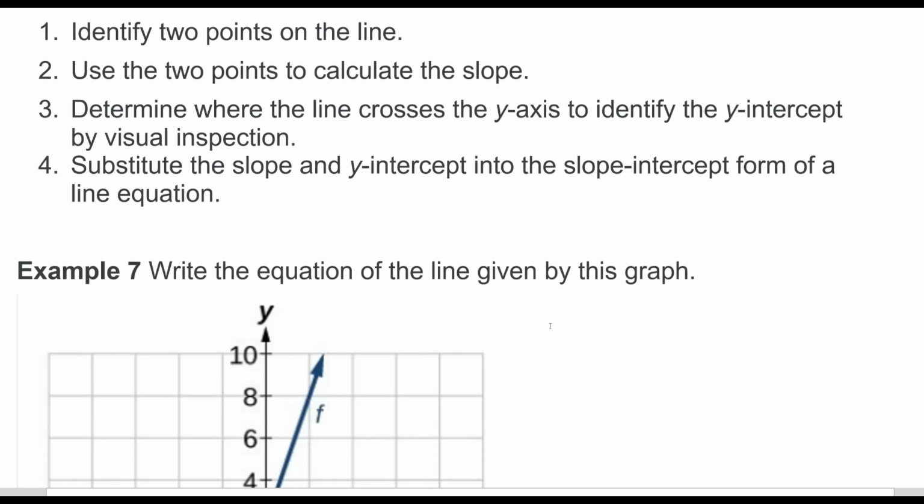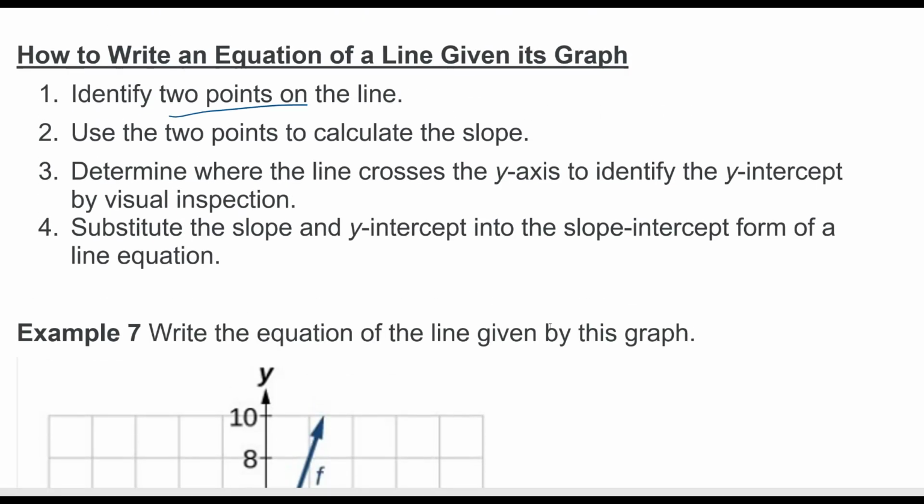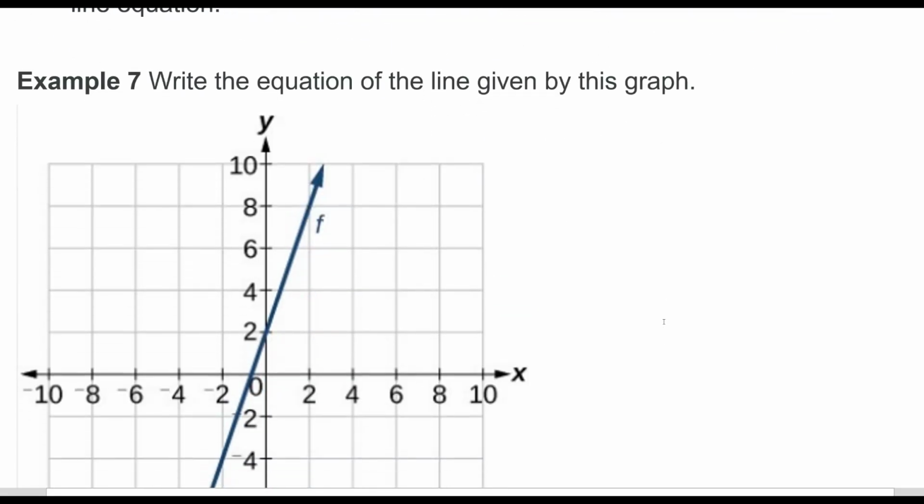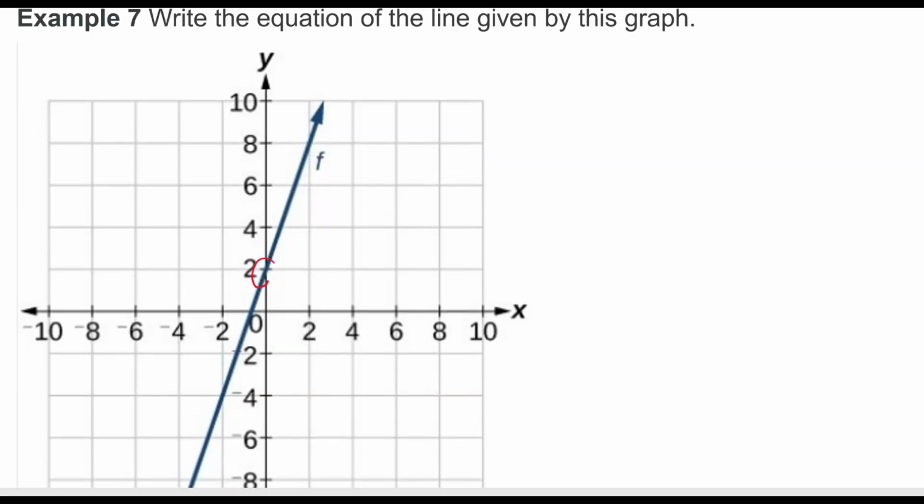How to write an equation of a line given its graph. Identify 2 points on the line. Use the 2 points to calculate the slope. Determine where the line crosses the y-axis to identify the y-intercept, and then substitute the slope and y-intercept into the slope-intercept form. So that's another way to do it. Right now I can just see right off, here is my y-intercept. And then we can look at this point it goes through, and this point. So that means it has a run of 1 and a rise of 1, 2, 3. So that's 3 over 1, which is 3, is our m.